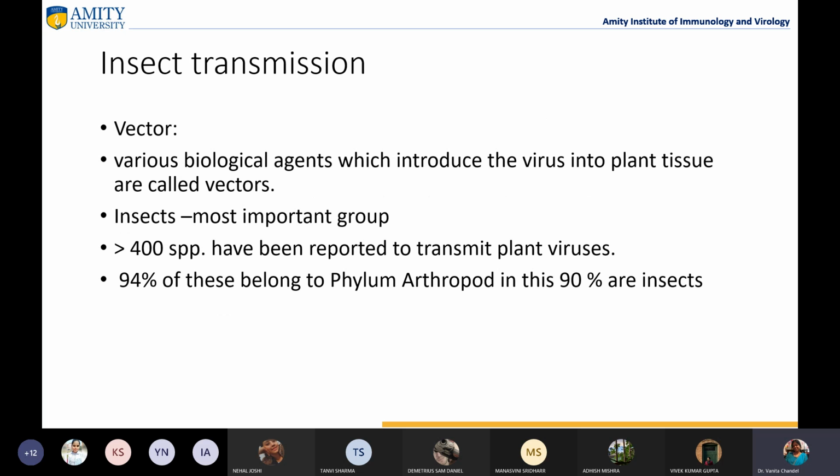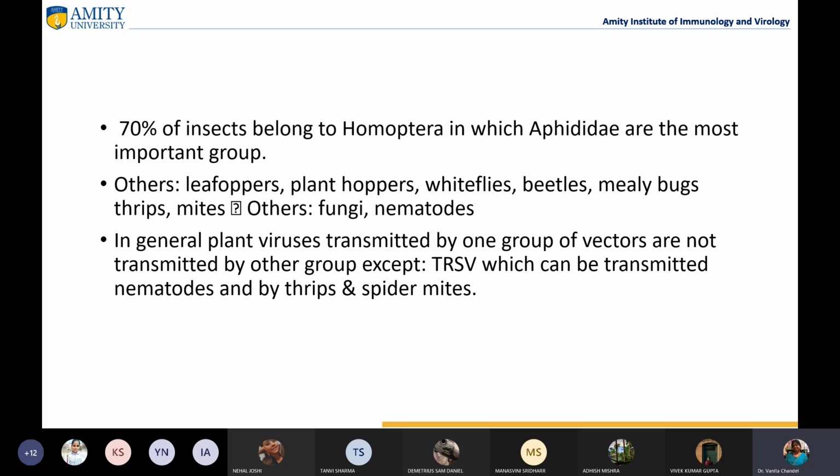Then we have insect transmission. We know various vectors in plant viruses. Most of them are transmitted by vectors. Insects are the most important group. Around 400 species have been reported to transmit plant viruses, and 94% of these belong to phylum Arthropoda, and 90% are insects. 70% of insects belong to Homoptera, in which Aphididae, the aphids, is the most important group. Others are plant hoppers, beetles, whiteflies. Then we have fungi, we have nematodes, right?